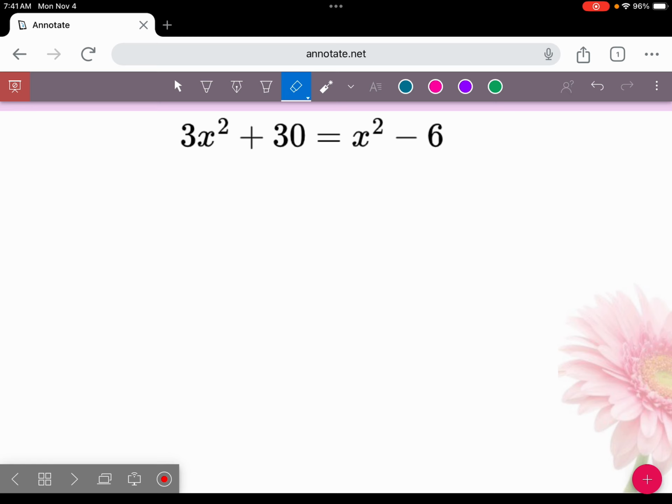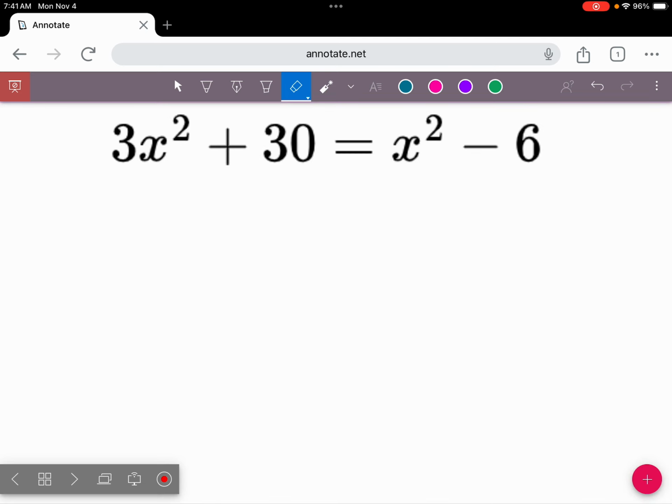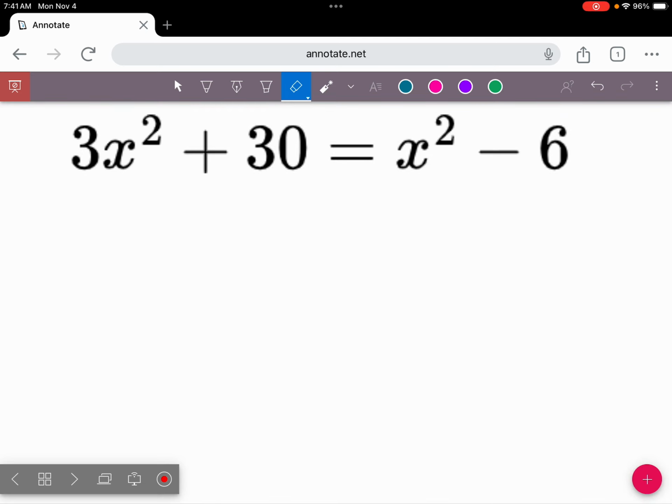All right, let's look at this one. What the heck should we do here? Divide the one side by 3. No. I mean, you could, but that's the hard way.